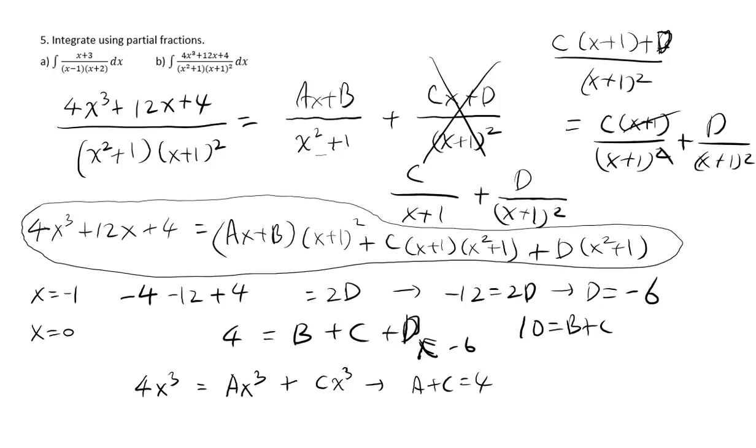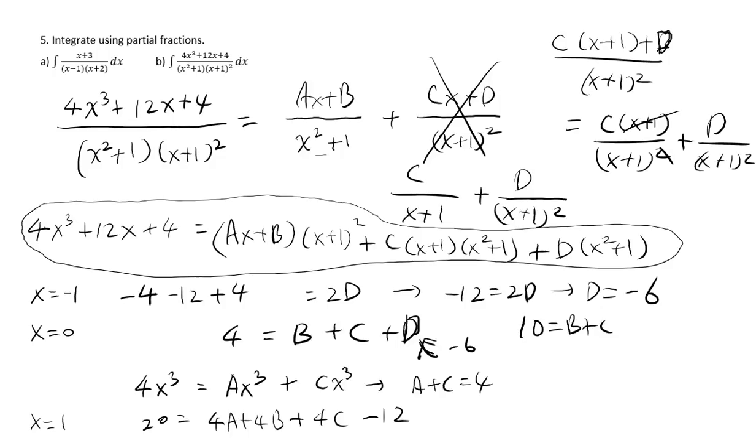Okay, we have 10 equals b plus c, a plus c equals 4. And since our unknowns are a, b, and c, we need one more equation. So I guess we don't have much choice but to plug in x equals 1, in which case 4 plus 12 plus 4 would be 20 on the left side. On the right side, this is 4, a plus b times 4, so it's 4a plus 4b. And then if I plug in 1, that will be 4c. And then I will get 2d, which is equal to negative 12.